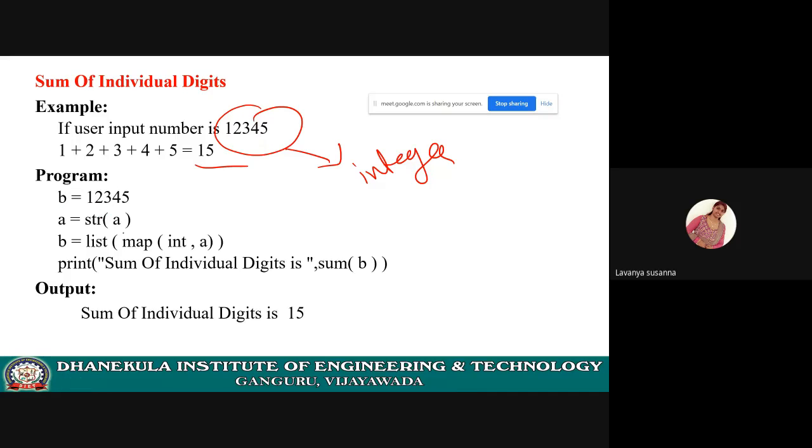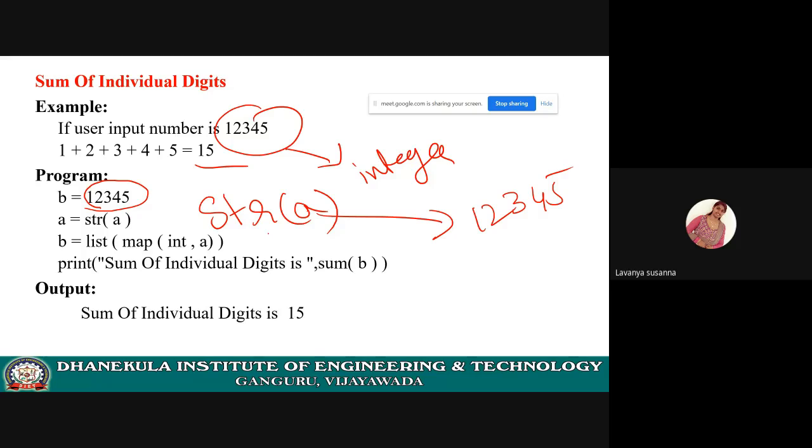Here what I am doing is converting this integer 12345 into a string. How to do it? You need to use the str function. What will the str function do? It will convert whatever you have given. For example, here I am passing variable a. Variable a contains 12345. What is this str function doing? It is converting this 12345 into a string like this: 1, 2, 3, 4, 5.